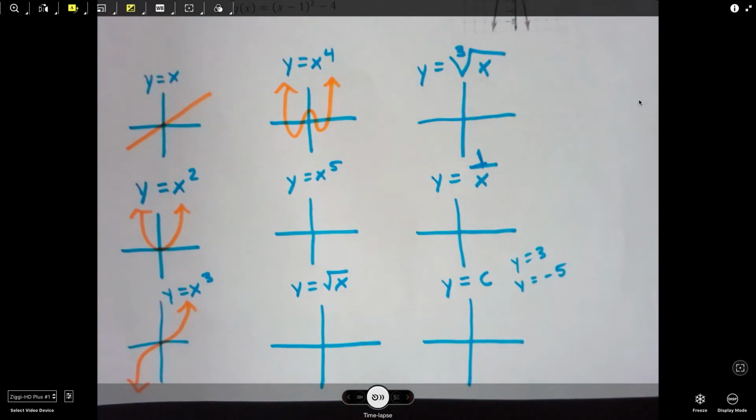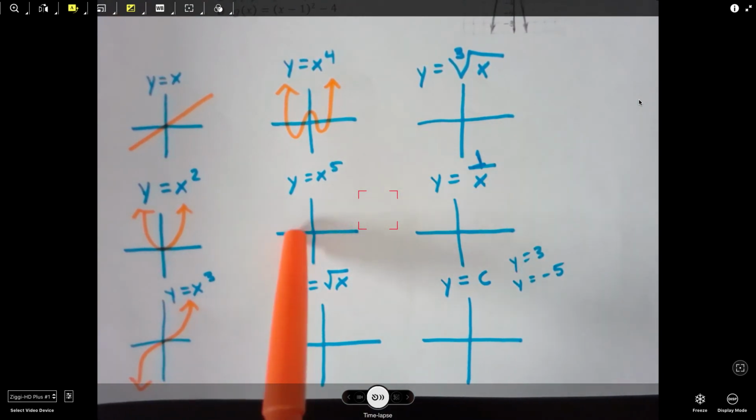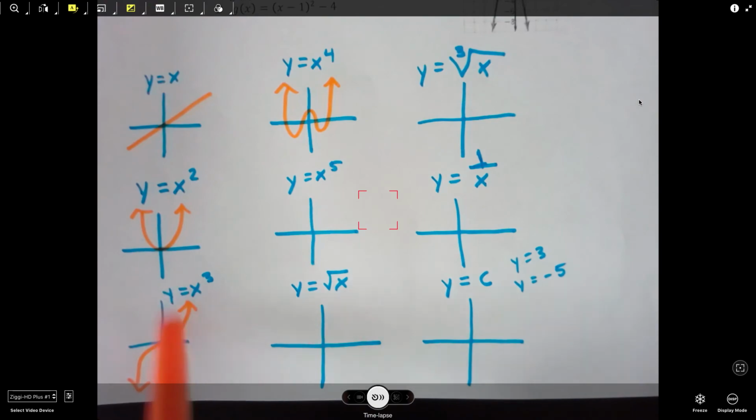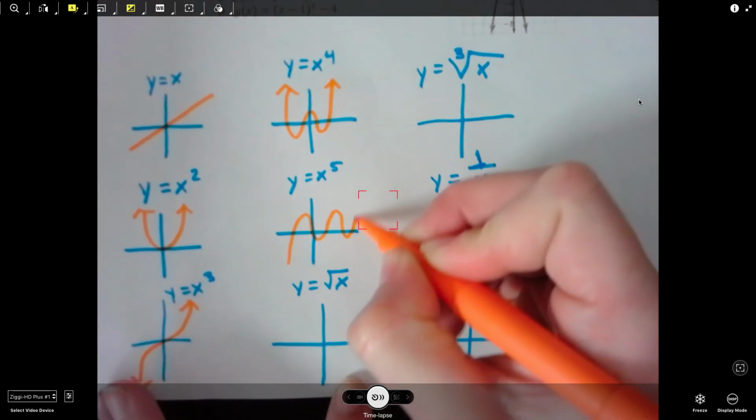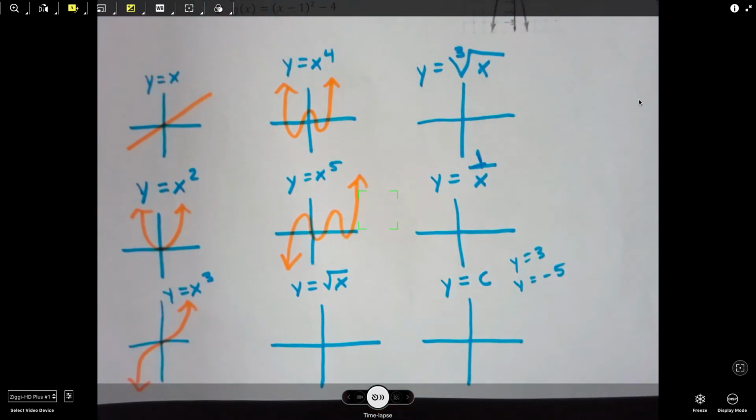Okay? Now, what does x to the 5th power look like? Kind of like x to the 3rd power, but with an extra hump, right? Like this. That's x to the 5th power. Something of that nature. It doesn't have to look exactly like mine, but just make sure it's got a couple humps in it. That's what x to the 5th power looks like.